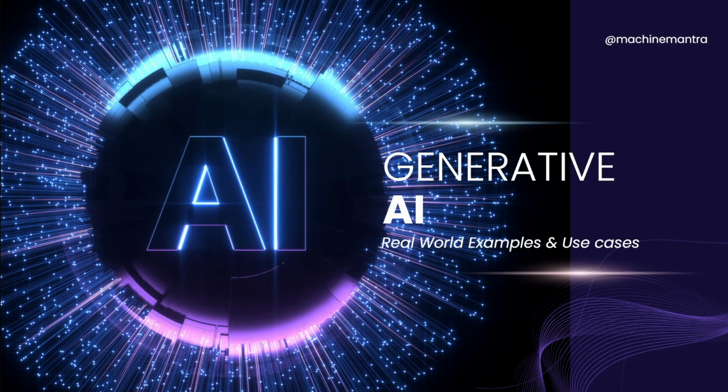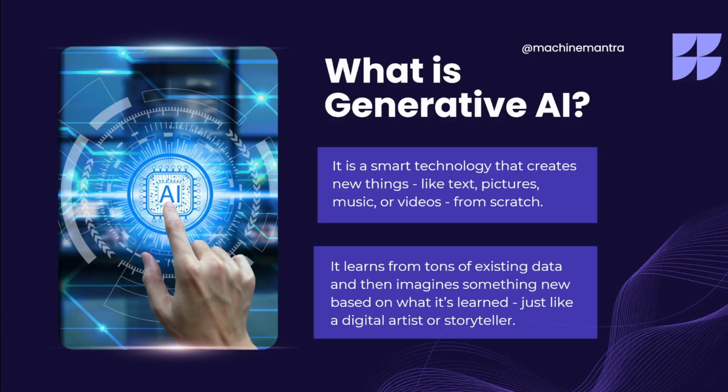Today we will demystify what is generative AI with real-world examples and some use cases. Let's understand what is generative AI. It is a smart technology that can create new things like text, pictures, music or videos from scratch. It learns from tons of existing data and then imagines something new based on what it has learned, just like a digital artist or a storyteller.